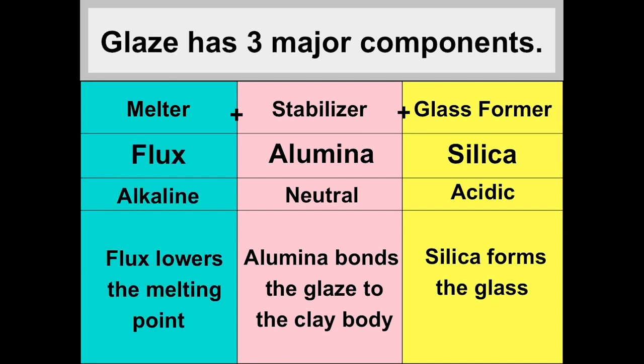And then we need melters, and those are called flux, and they are very alkaline. And the flux lowers the melting point of all the ingredients. So we have 35 ingredients and 12 oxides, and all of the oxides fall into either glass former, stabilizer, or melter. And what makes the fluxes melt the entire glaze is the reaction of the acidic and the alkaline in the heat of the kiln cause the melt.